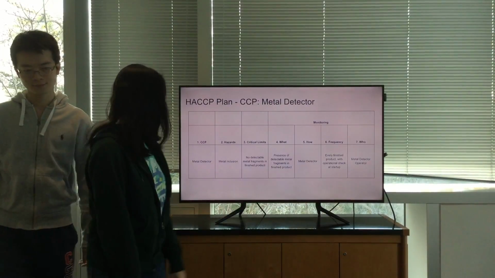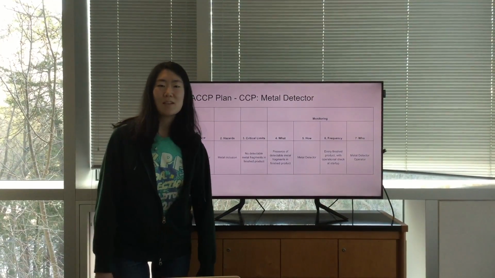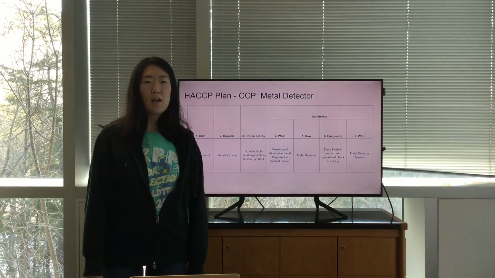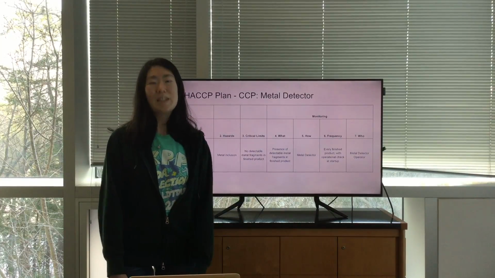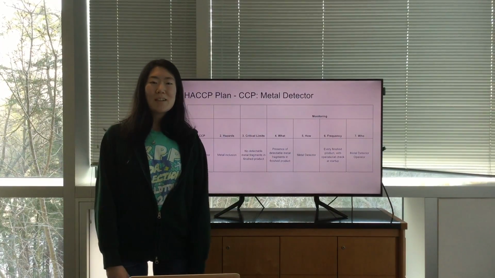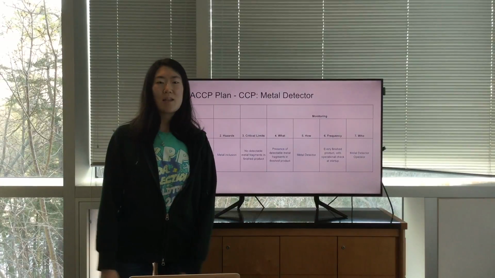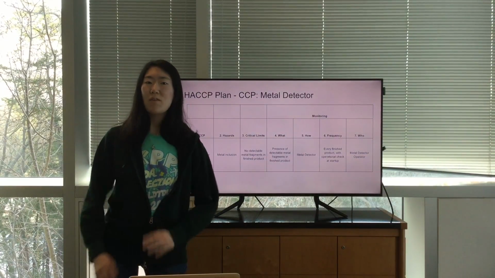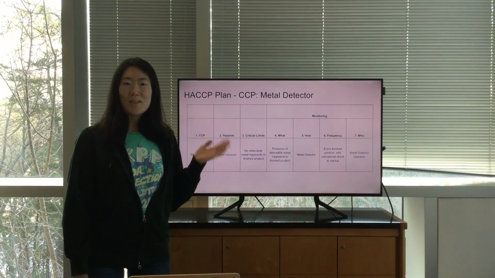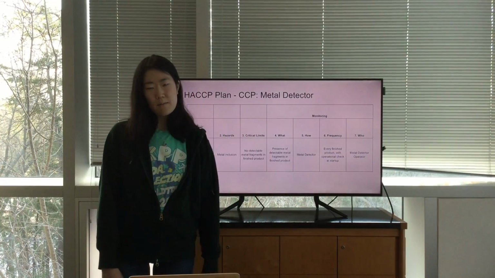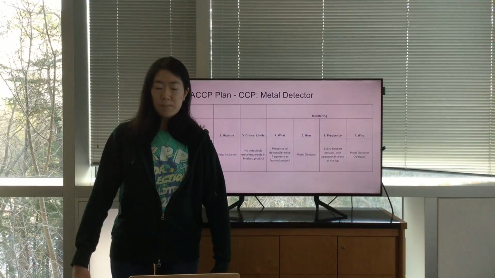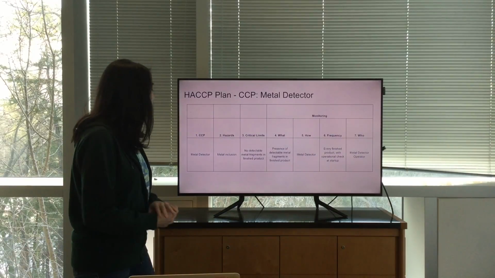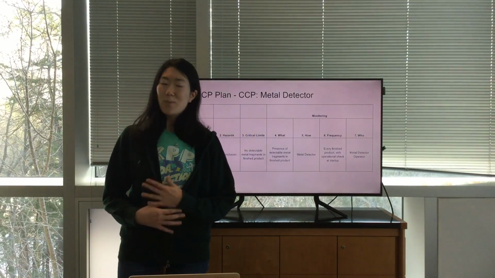And our second CCP is the metal detector, which is really important because we will be mixing all of our ingredients using a ribbon blender. And since a ribbon blender is metal on metal contact, there is a possibility that there can be metal fragments in our finished product, which is very bad. So we will be using a metal detector to detect if there is metal inclusion in our finished product. Our critical limit is that there are no detectable metal fragments in our finished product.